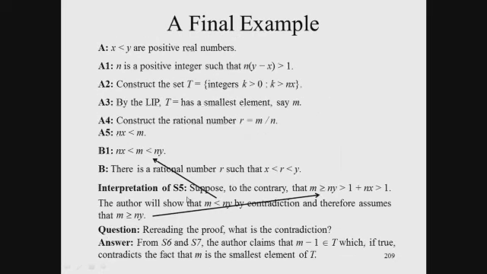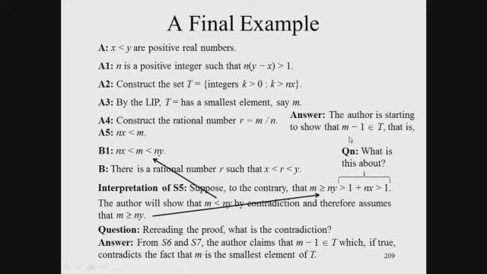Now let's go back to S5 here. Suppose to the contrary that M is bigger than or equal to NY. That's the opposite of what the author wants to show. Now the author also says that NY is bigger than 1 plus NX, which is bigger than 1. The question is, first of all, is that true? And then ultimately, who cares? So let's first check if that is true. Do we know that N times Y is bigger than 1 plus NX?